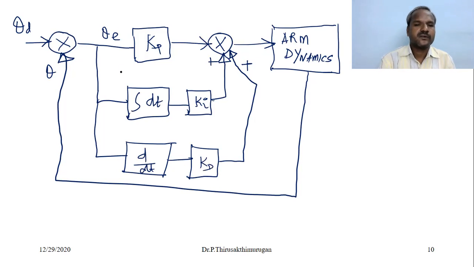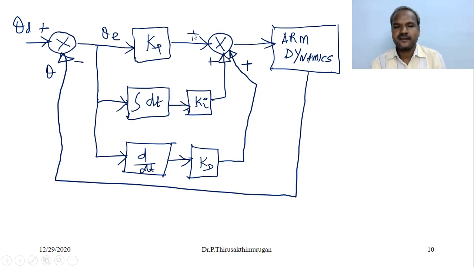Clear? While drawing the block diagram, direction is very important. Don't forget to put the direction. So this is plus, this is minus, and all the others are plus. So this is the block diagram of a typical PID controller for a robot controller. Clear?